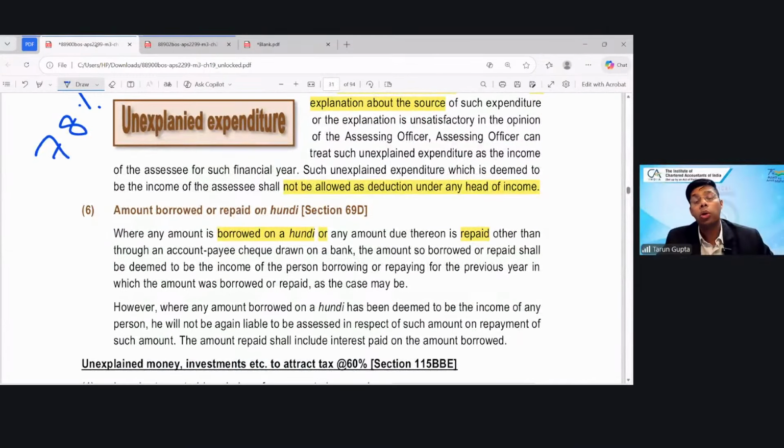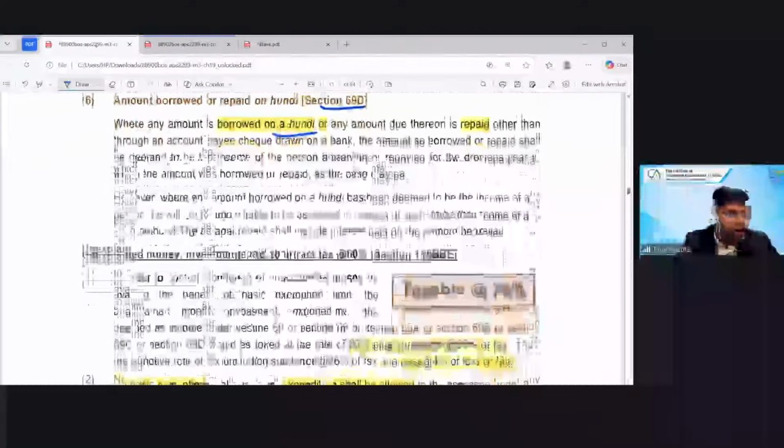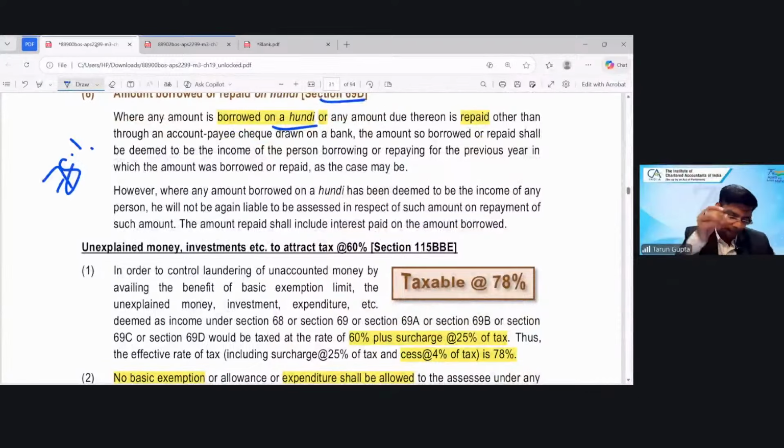And such expenditure is also not allowed as a deduction under any other head. Section 69D. If you have borrowed or repaid an amount on a hundi, then the amount borrowed or repaid shall be taxable as unexplained income under 69D at the rate of 78%.